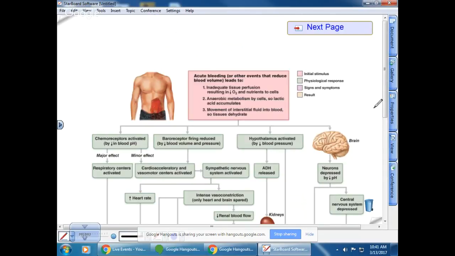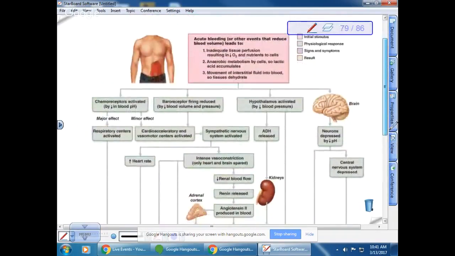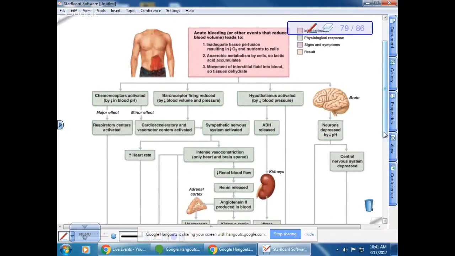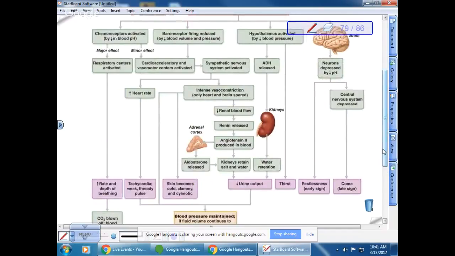Okay, so in your book, they have a diagram that shows what happens when you start to lose blood. So this would be like hypovolemic shock. So you're losing blood, right? So this would essentially help to boost and maintain blood pressure. So ADH is released, right? Renin is released. So ultimately, all those things that happen to you in order to help to retain water happen.